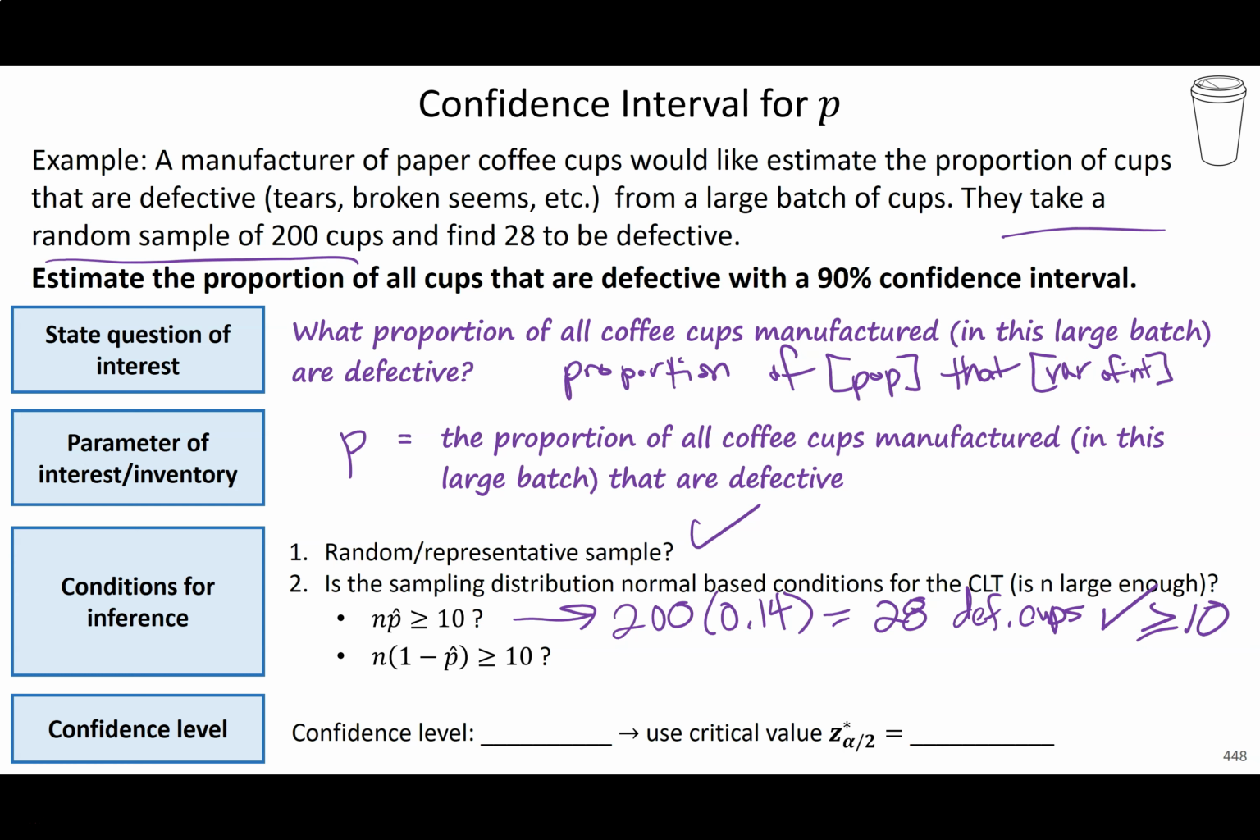If you had 28 defective cups out of 200, you definitely have at least 10 cups that are not defective, right? So 200 times 86%. It's going to be 200 minus 28, so it'd be 172 non-defective cups.